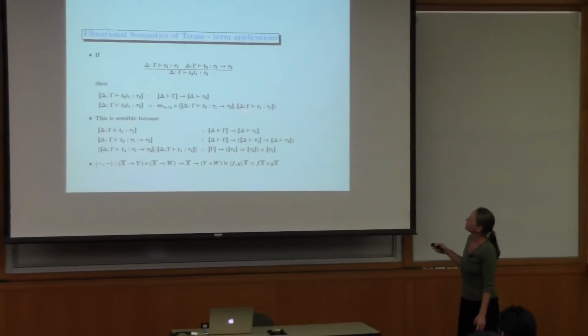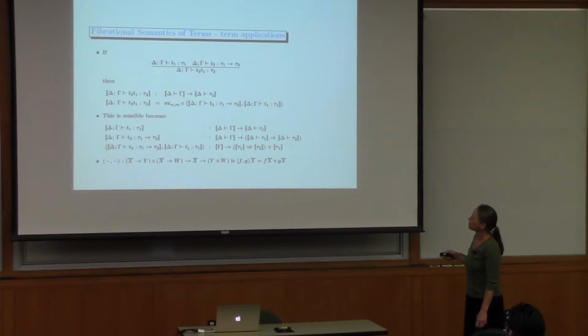So what's happening? If I look at this piece, if I were to apply this to a bunch of x's, a bunch of things that could interpret my type variables, I'd get something here. I'd get something just of type interpretation of tau 1. If I applied this term interpretation to exactly the same context, I'd get something that looks like this.